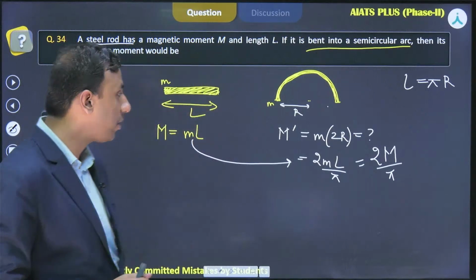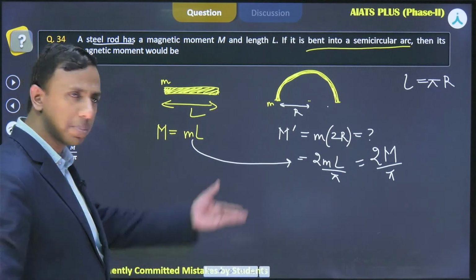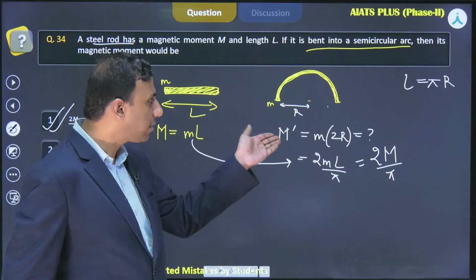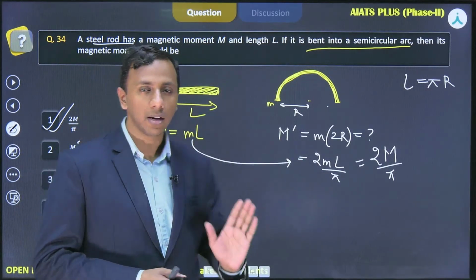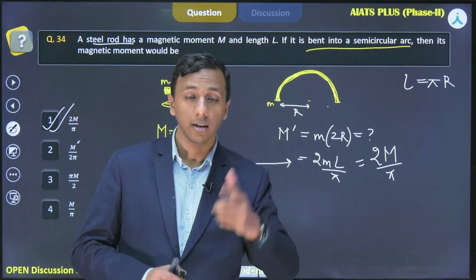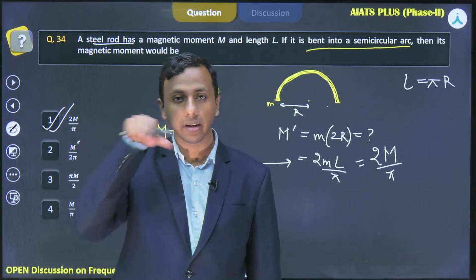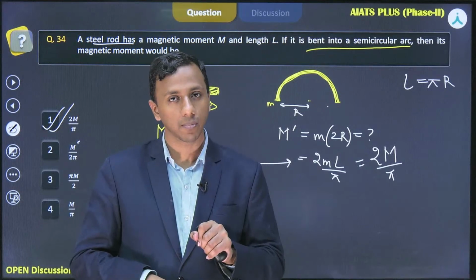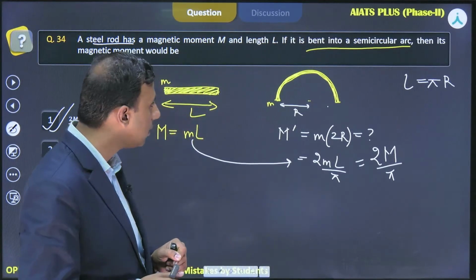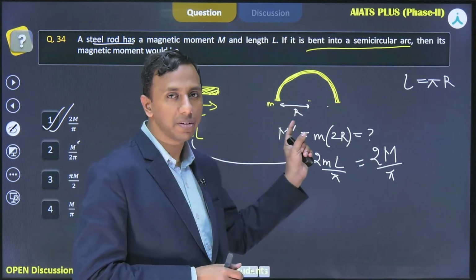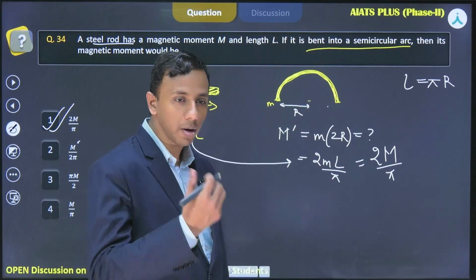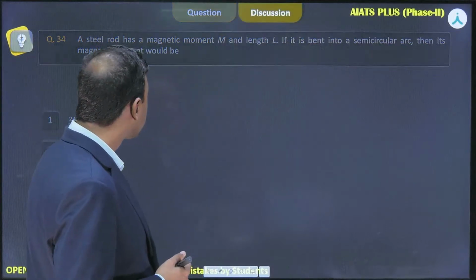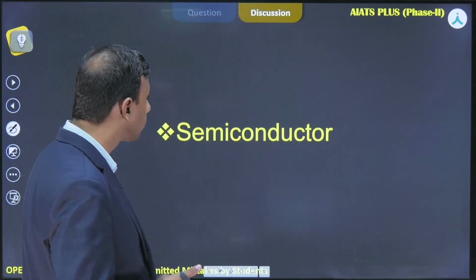All right, I hope everyone has got it. It was pretty simple. Just like this, we can make any question. So let's say instead of bending like a semicircle, I can make a right angle triangle. So in that case, the effective length would be the hypotenuse. This was a pretty simple shape. If I had made an arc, that question would become complicated. Moving on.